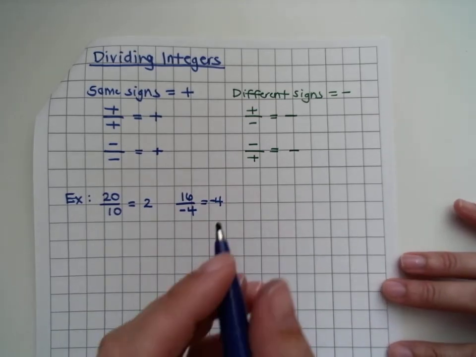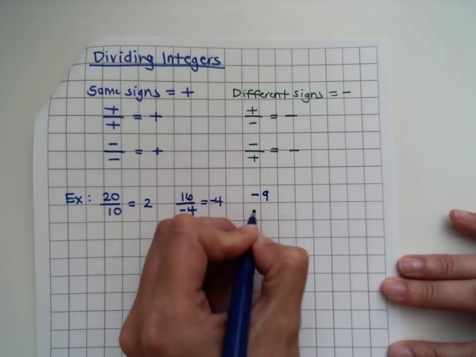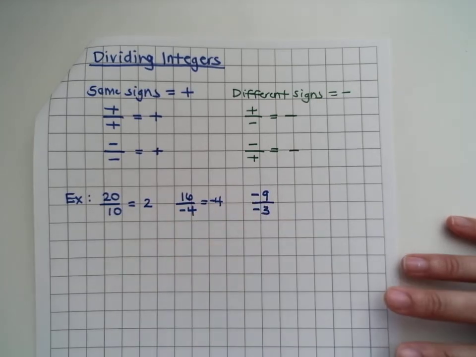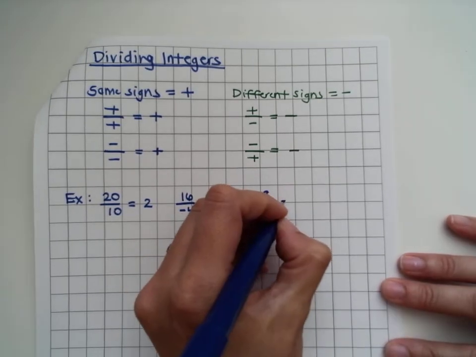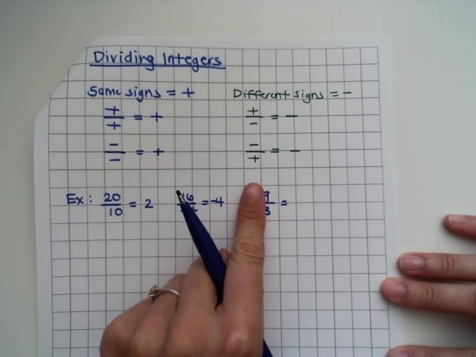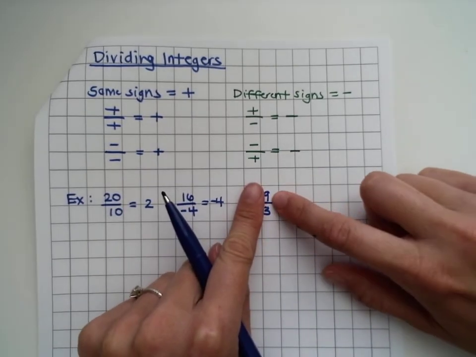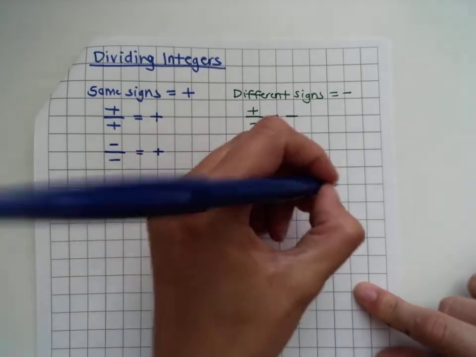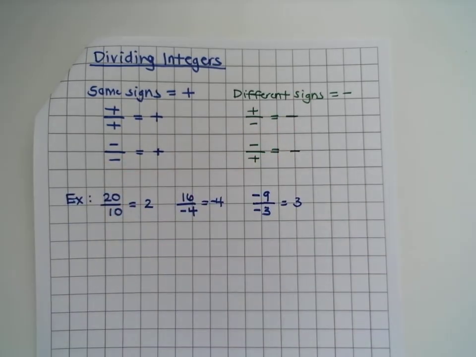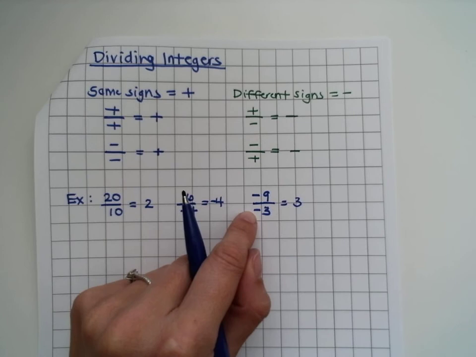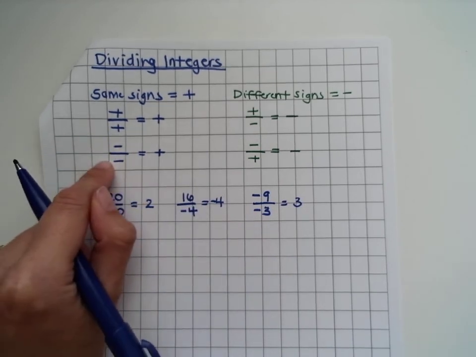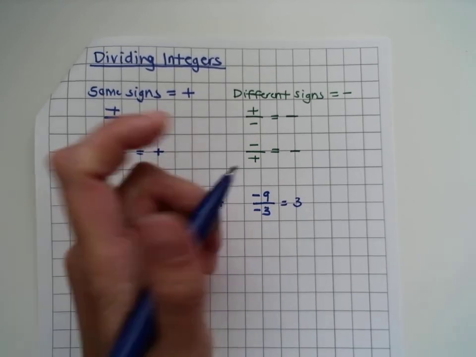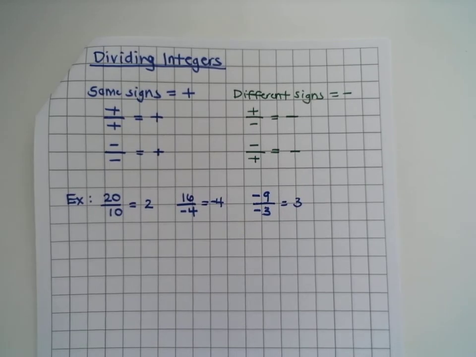Let's do one more example. So say we have negative 9 and we are dividing that by negative 3. Ignore the signs to begin with. If you take 9 and divide it into 3 groups, how many are in each group? 3. And then we look at the sign. So we're dividing a negative by a negative. They're the same. So our answer is positive 3.